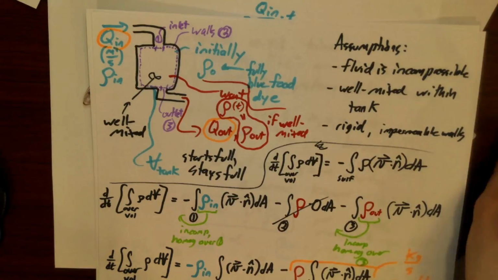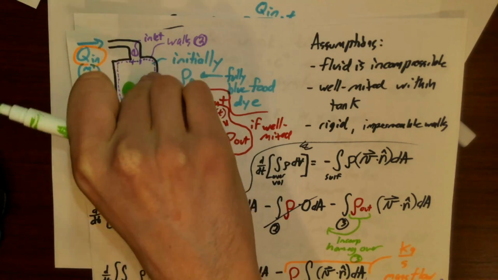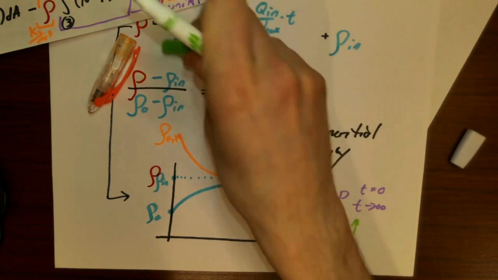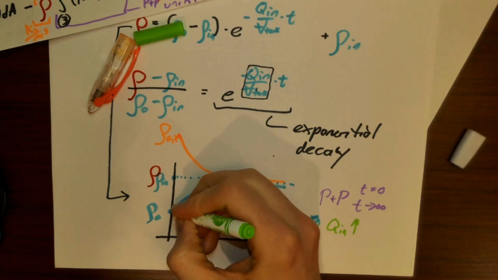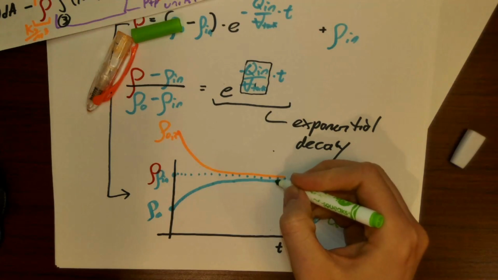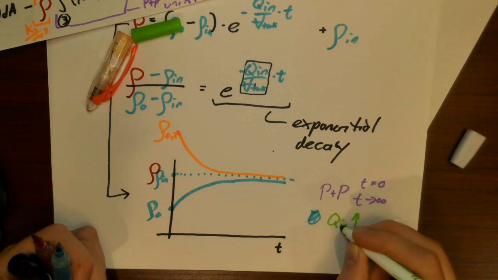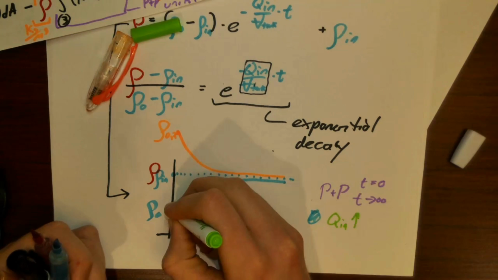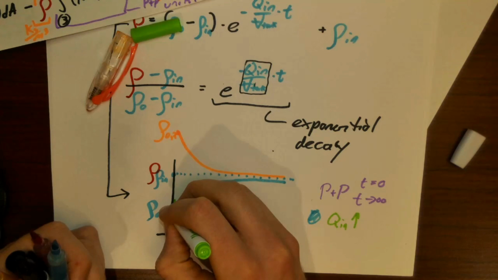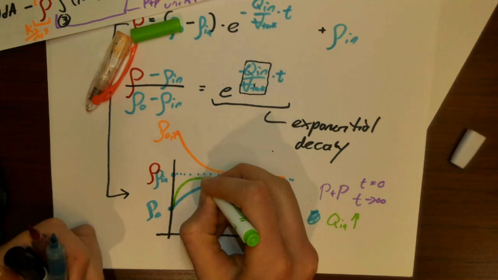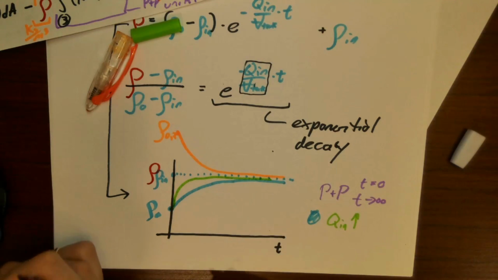If time is happening faster, then I'm flushing new stuff in and flushing the old stuff out a lot faster. So if I'm flushing new stuff in and flushing old stuff out faster, then it doesn't change what level I asymptote to, but it does change how quickly I get there. So if Q in increases, then it doesn't change where I start, it doesn't change where I end, but it does enable me to get there faster.